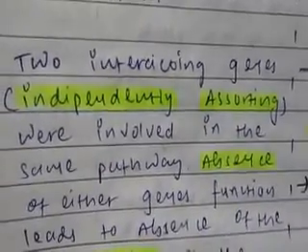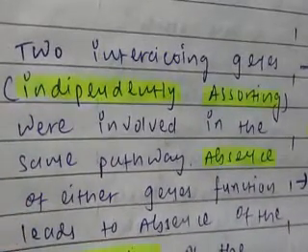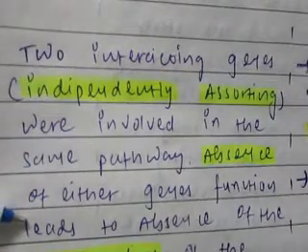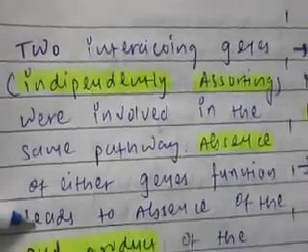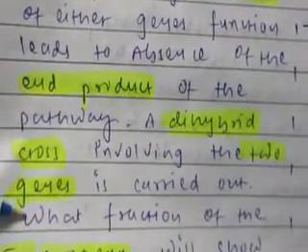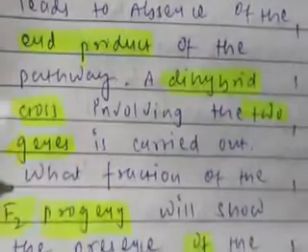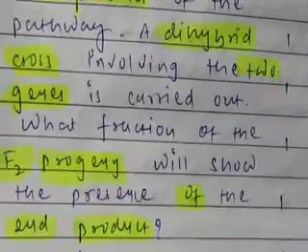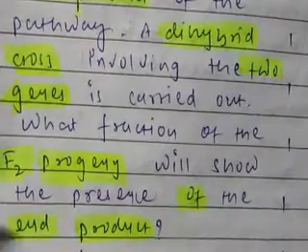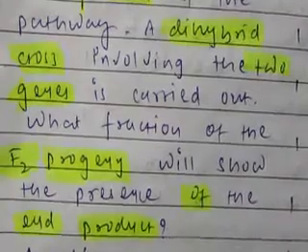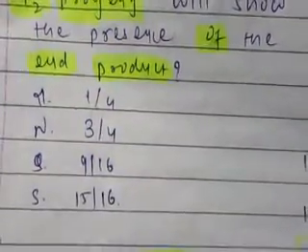In this problem, two interacting genes which are assorting independently are given. These were involved in the same pathway, but absence of either of the gene function leads to absence of the end product of the particular pathway. So a dihybrid cross involving these two genes is carried out. What fraction of this F2 progeny, among the total 16 genotypes, will show the presence of the end product? We have to find that out, and these are the answer options.